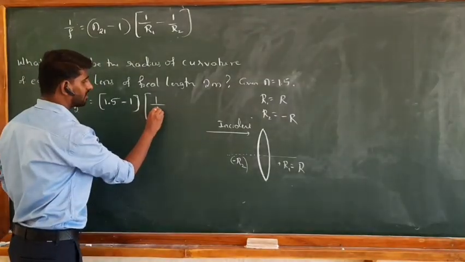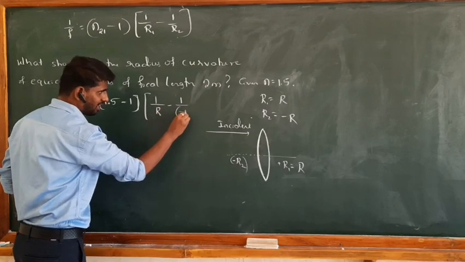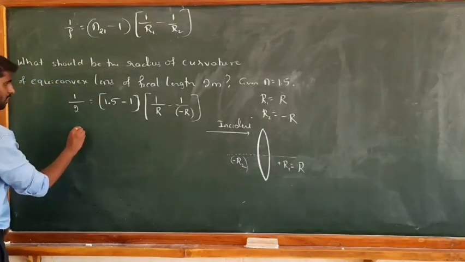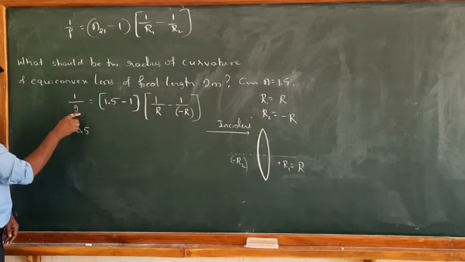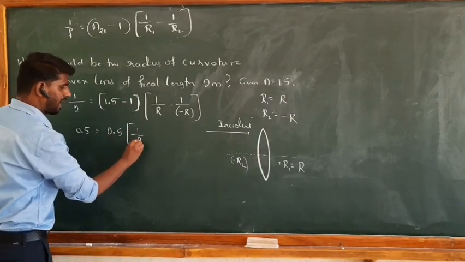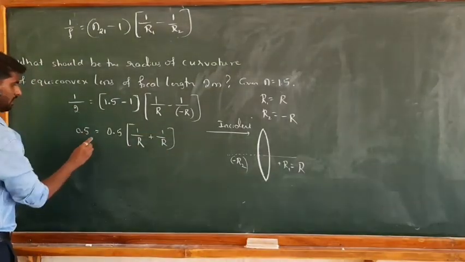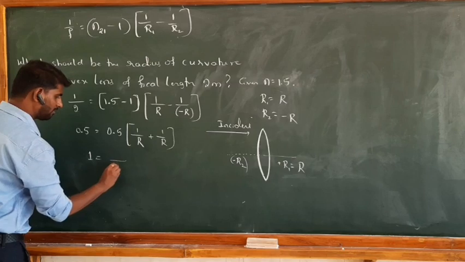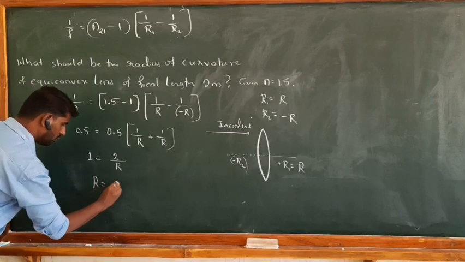So in the answer, 1 by R1 is 1 by R, and 1 by R2 is minus 1 by R, following the sign convention. Next, 1 by 2 is 0.5, and 1.5 minus 1 is also 0.5. Then 0.5 divided by 0.5 is 1, and the bracket term is 1 by R plus 1 by R, which is 2 by R. Then R equals 2 meters.